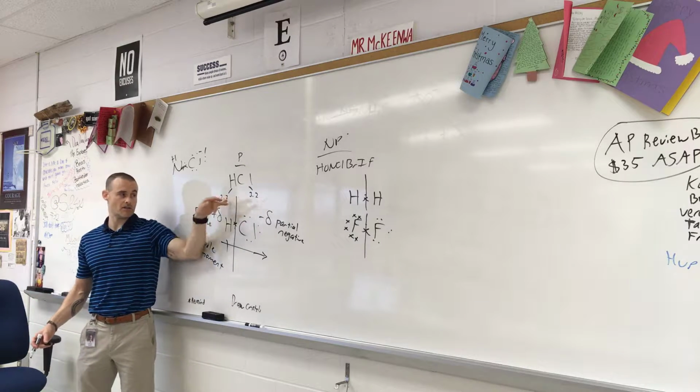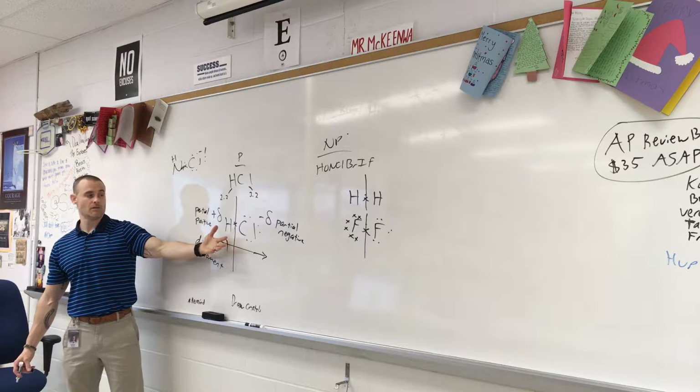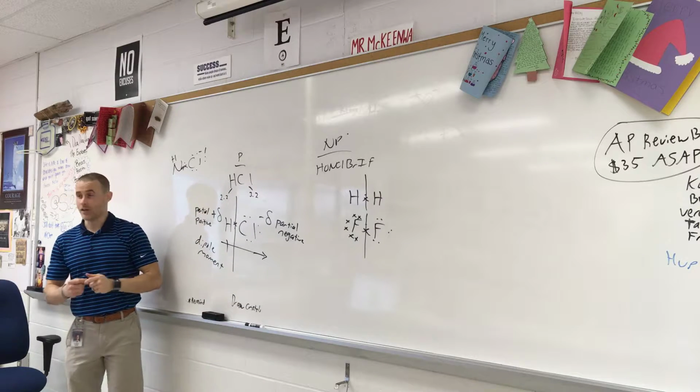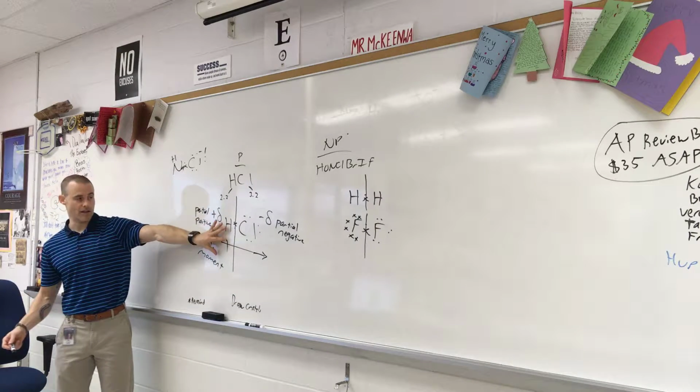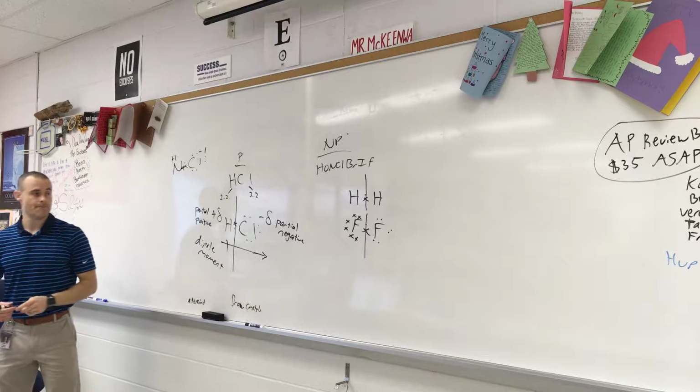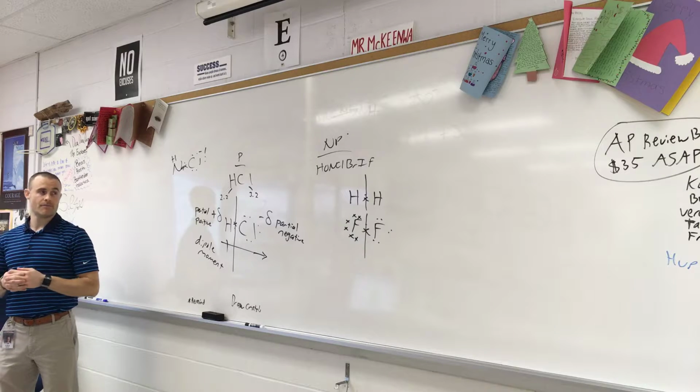If there's a difference in electronegativity, you're going to have a pole. If there isn't, no pole. Hence the name, polar and nonpolar. So this is way more complicated. Look at all the stuff we had to label. Here, this is it. There's nothing else to label. All right? Questions?